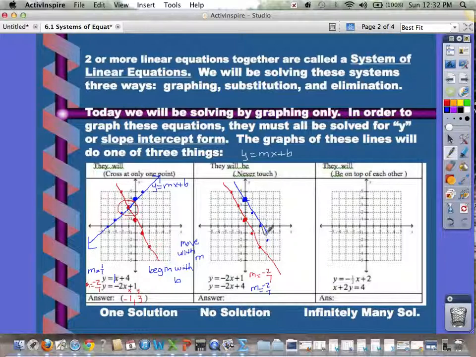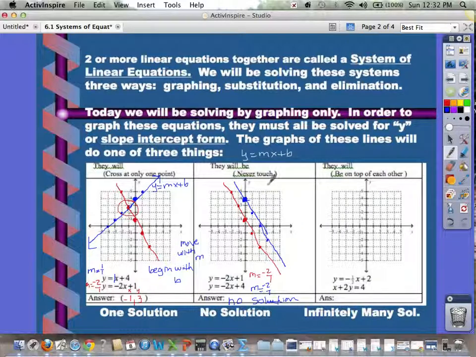Now, if you'll notice, they have the same slope. Okay, same slope. And notice what happens when they have the same slope. It will never intersect. They are parallel lines. Parallel lines never intersect, so that means there's never going to be a solution, because solutions are only when they cross. So the answer to this one is no solution.